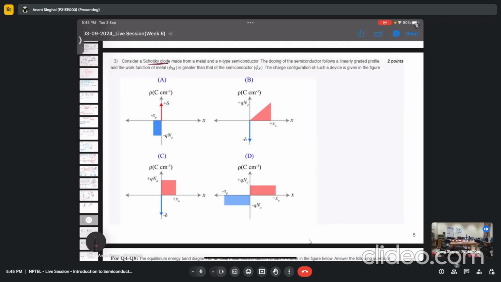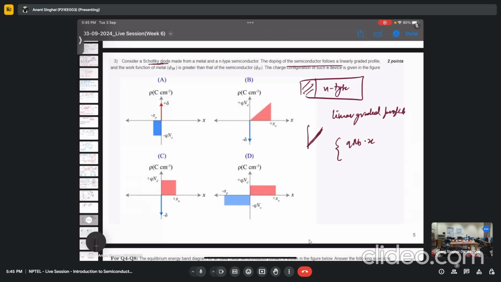So we have again given a Schottky diode for a metal N type. So let's say this is metal, this is N type. Now the doping of the semiconductor is following the linear graded profile. That is, it is already a function of x, linearly graded, something like this. And the metal work function is again greater, so it will be Schottky. So we'll have no space charge again for the metal side.